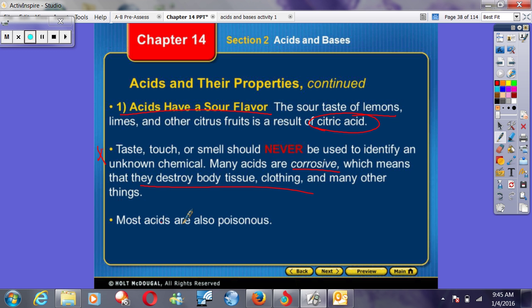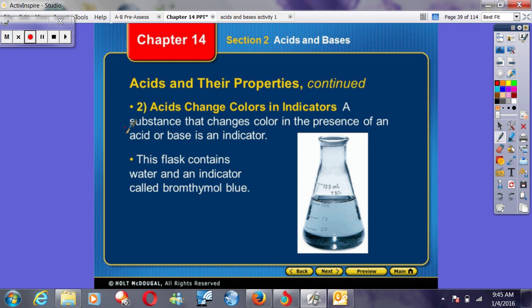Most acids are poisonous. Now, not all acids, and it depends on the degree, how strong they are. But again, that's number 1. Number 2, acids change colors in indicators.